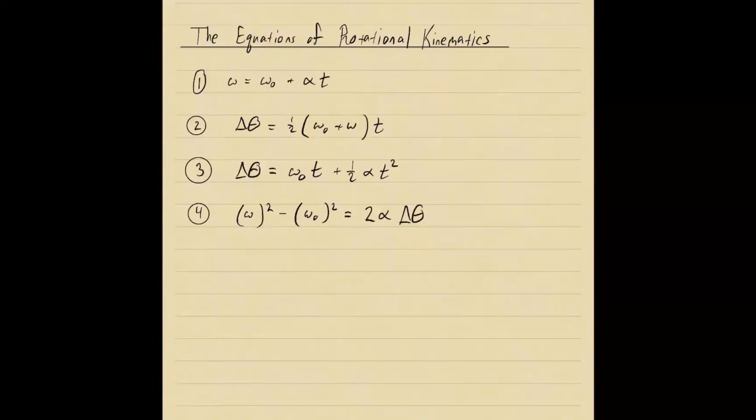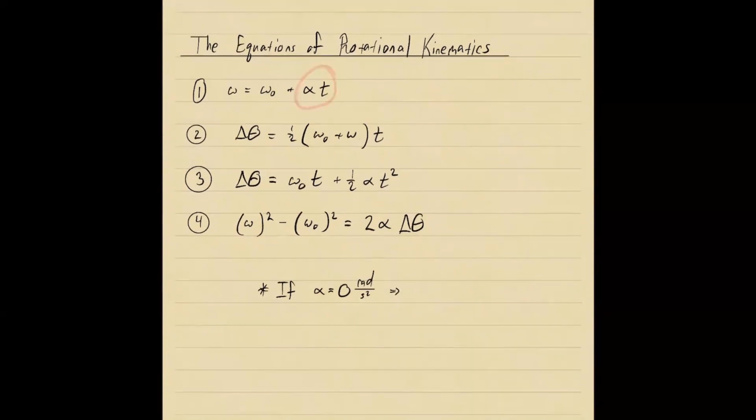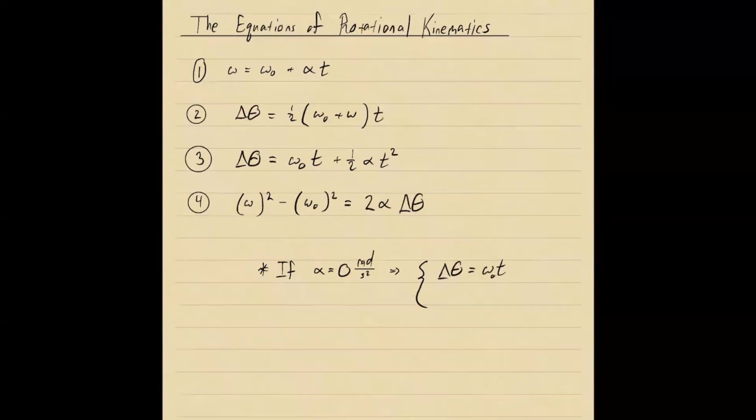So keep in mind that if we're dealing with a situation where our angular acceleration is 0 radians per second squared, then if we put in 0 whenever we see an angular acceleration, what this essentially tells us is that our angular displacement is just equal to our angular velocity times time, and that our angular velocity is just constant.